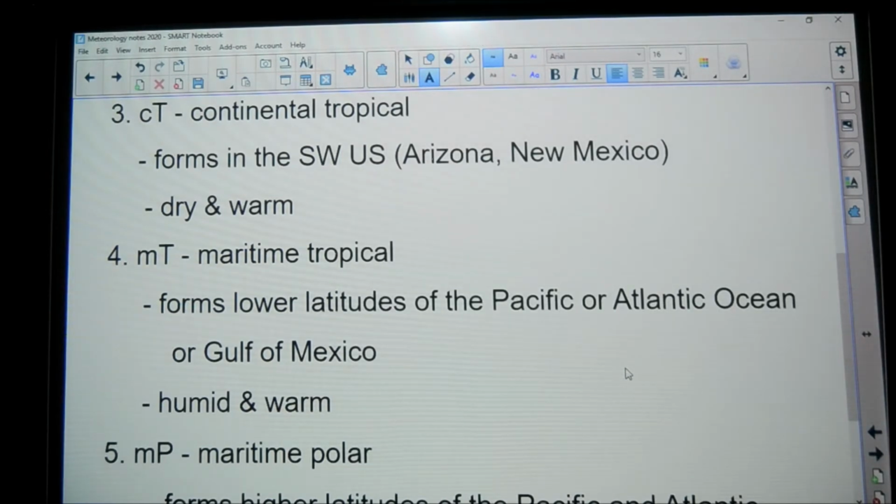Lowercase c, capital T. This one's forming over the southwest United States, Arizona, New Mexico area. Continental meaning dry, tropical is warm, so dry and warm.